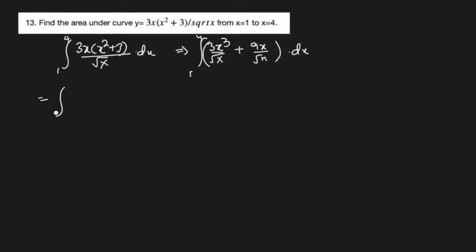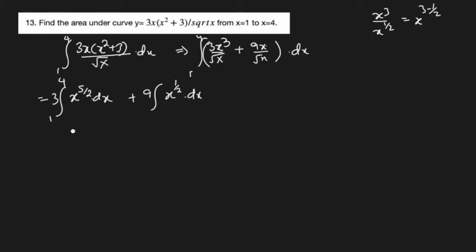So again it is simplified from 1 to 4. Let's write this one separate. So it will be 3 outside. X cube over x to the power half becomes x to the power 3 minus half, which is 5 over 2. So it becomes x to the power 5 over 2 dx. Second one, 9 is out. X over square root x will be square root x. So x to the power half dx.